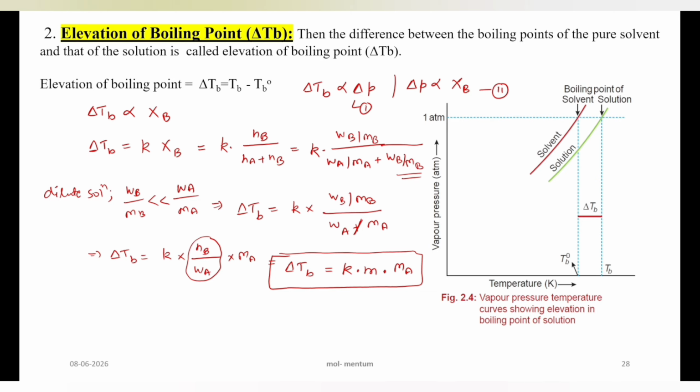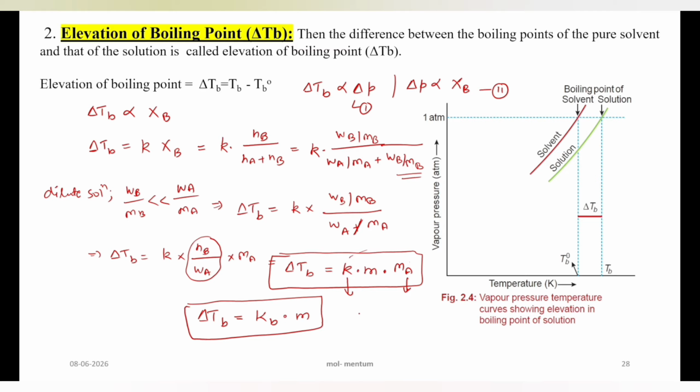Now what is MA? MA is the molar mass of the solvent. So solvent may be water, it may be anything. If it is water, the value of MA is 18. If you take it as alcohol, ethanol, it is 46. That means MA is also a constant value. And what is this K? K is again the constant of proportionality. So when we multiply these two constants, we get another constant, and that constant is called Kb. Hence we get this equation, Kb into m.